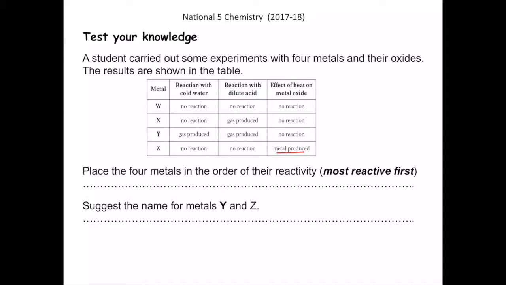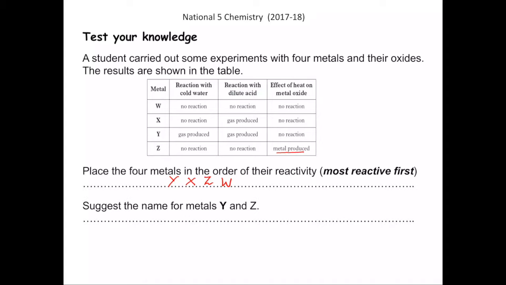Place the 4 metals in the order of their reactivity. So reactivity will be highest in Y because it reacts with cold water, and then X produces gas with dilute acid, which means it is above hydrogen, so it will be X, and then Z, its metal oxide dissociates producing metal, and W is the most unreactive element.